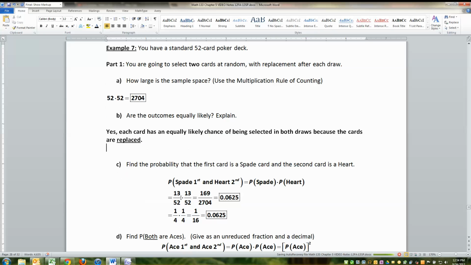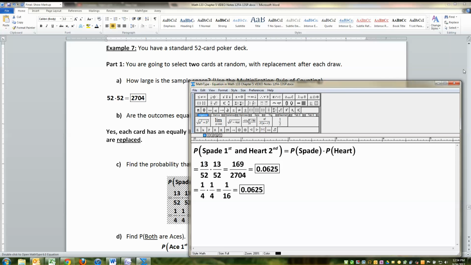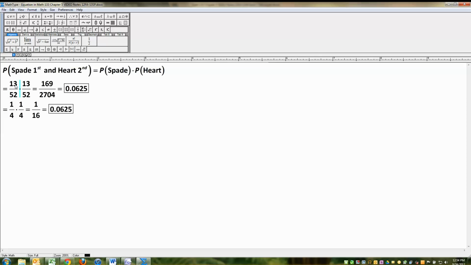All right, now let's find the probability that the first card is a spade and the second card is a heart. So I need the probability of spade times the probability of heart. Now you can do this 2 ways. You can think, there's 13 spades out of 52 cards total in the deck, and there's 13 hearts, so I can multiply 13 times 13. That gets me this unreduced fraction, and that reduces to that as a decimal.